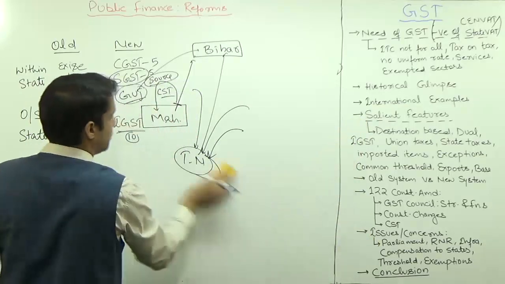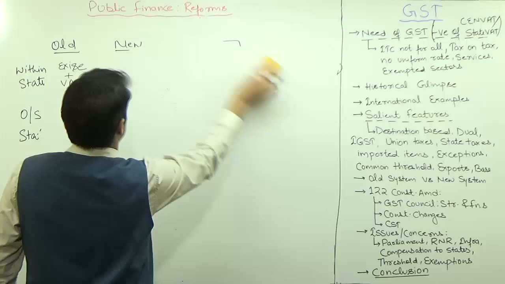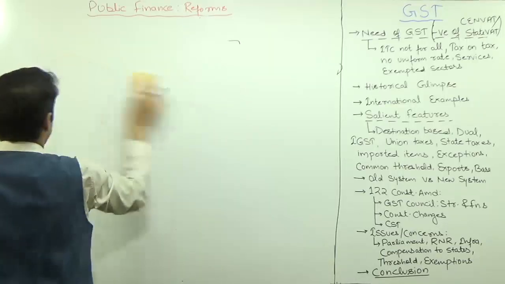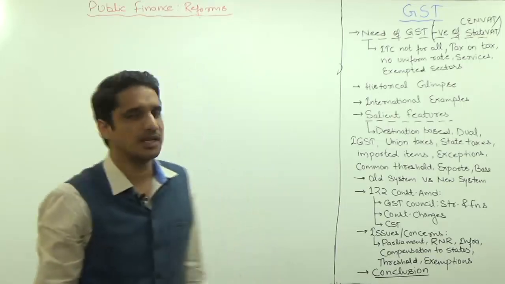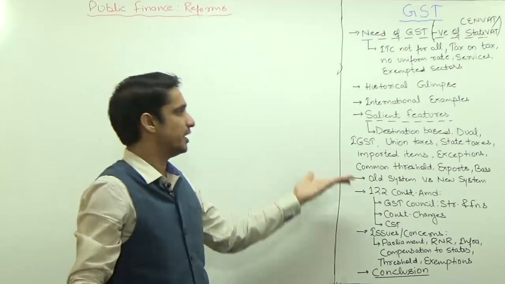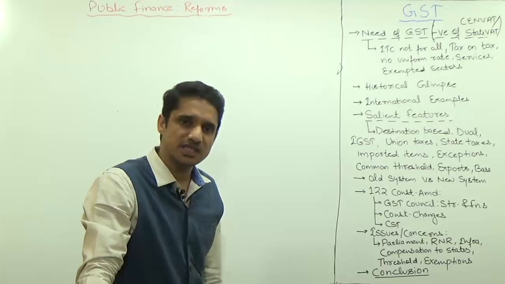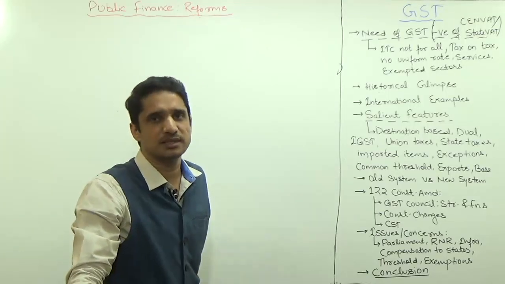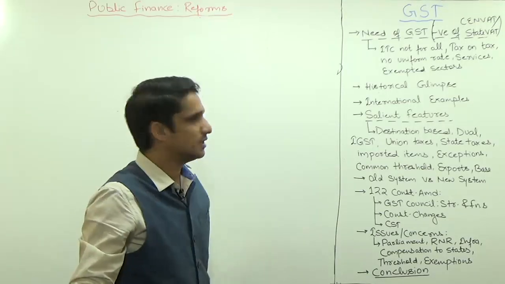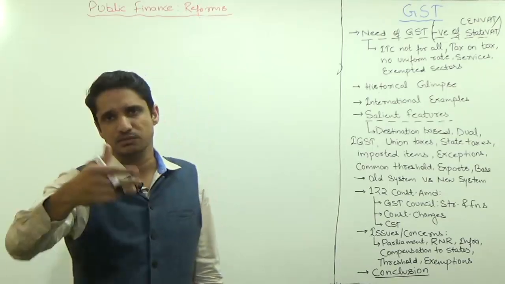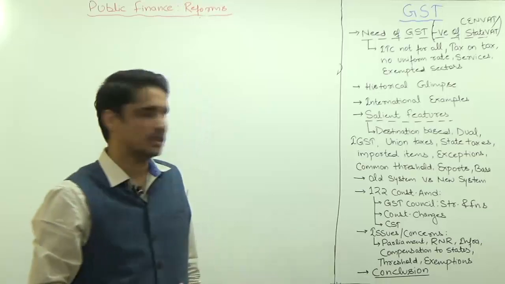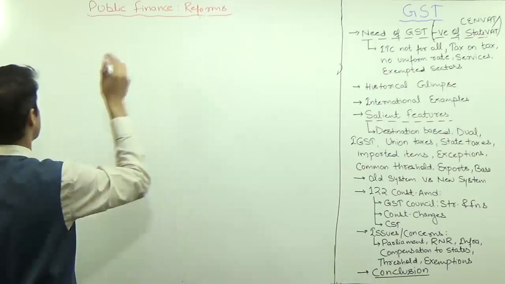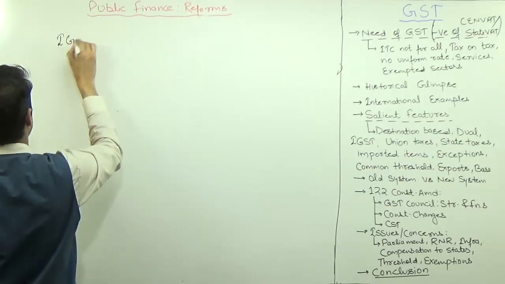Then it will be dual GST. Dual GST we discussed. The Union government is going to levy some tax, as well as the state government is going to levy some tax. Union government tax will be known as CGST. State government tax will be known as SGST, because India is a federal country. So both tiers of government want to levy the taxes. Then we have IGST. IGST is very interesting.